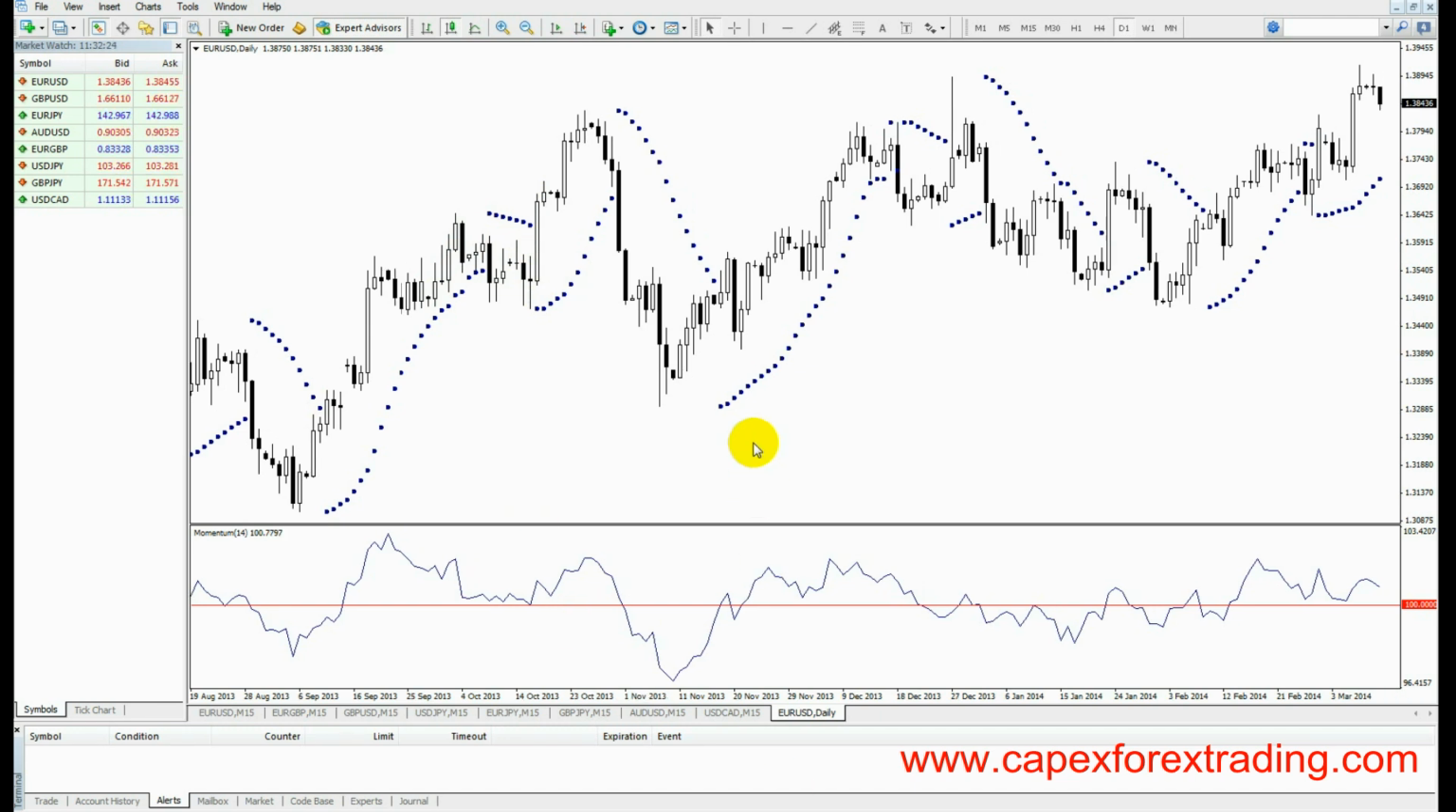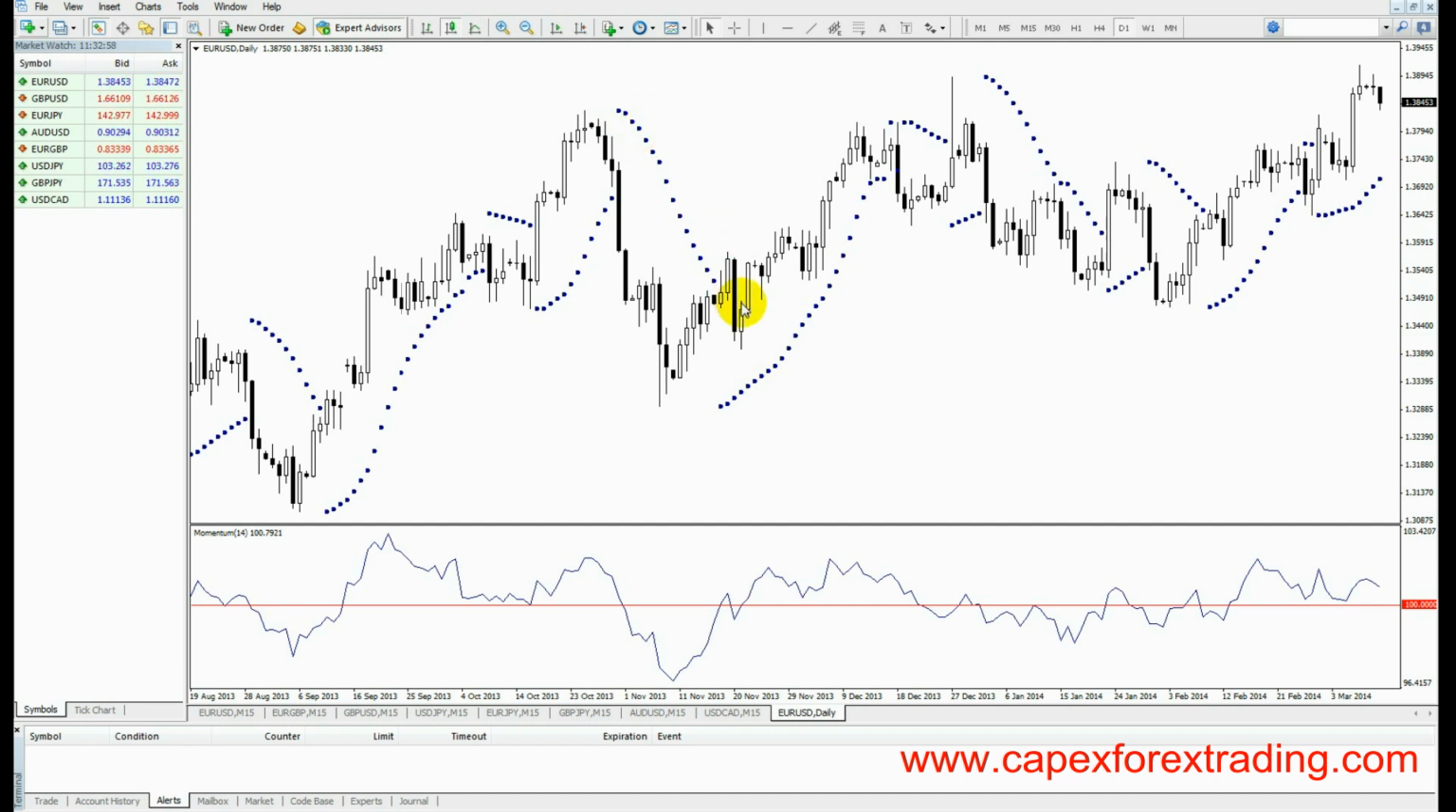Now, the last way in which we can use the parabolic SAR is that we use it as a stop loss. So what we would normally do in an uptrend is place stop losses just below these higher lows that the uptrend is making. Now, when we trade downwards, what we would do is place a stop loss just above these lower highs that this downtrend is making. But when we're using the parabolic SAR, what we actually do is place stop losses below the parabolic SAR dots when we're trading in an uptrend and above the parabolic SAR dots when we're trading in a downtrend.